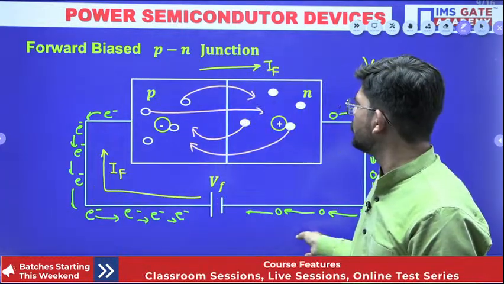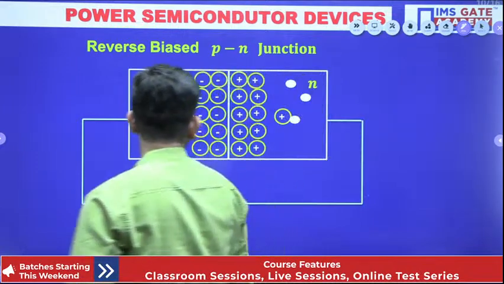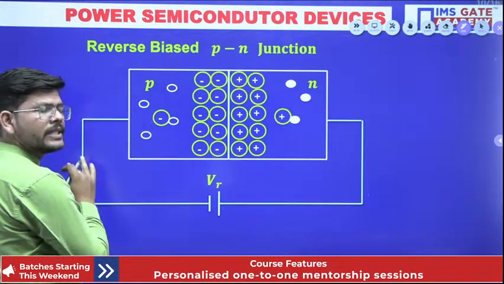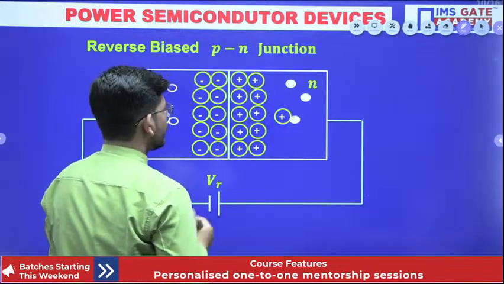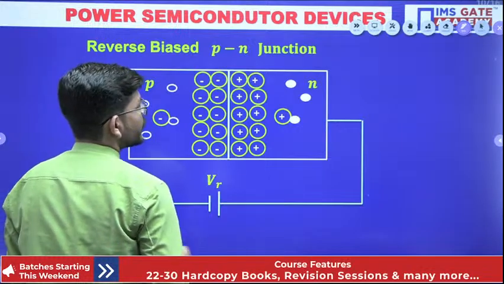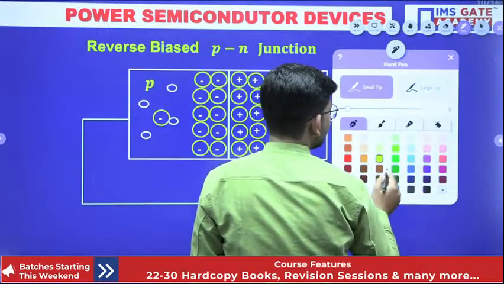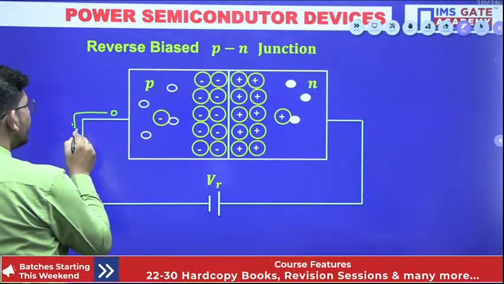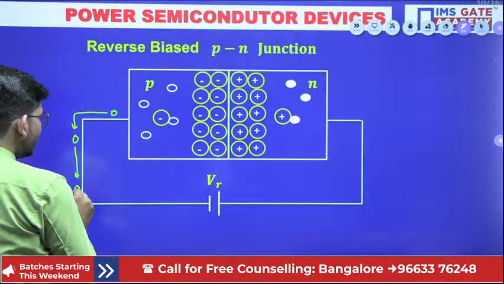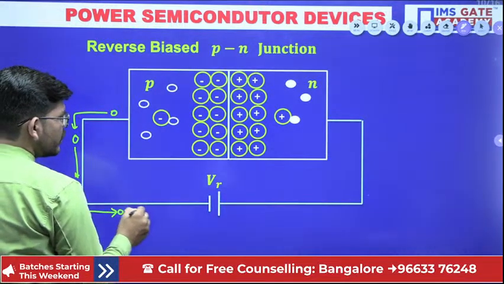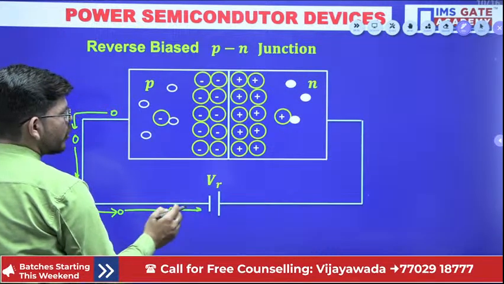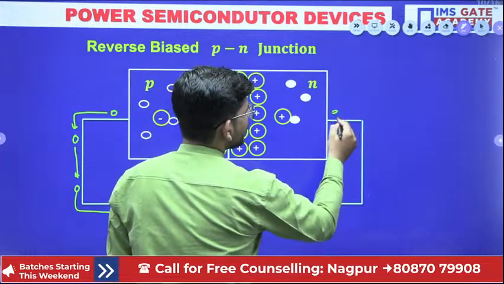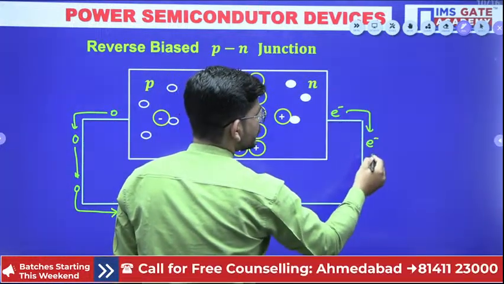What happens if we reverse bias our PN junction? Reverse biasing a PN junction means we have applied negative potential at the P side and positive potential at the N side. So what will happen? The negative terminal of the battery will be attracting the holes. So holes will be flowing from the P layer towards the negative terminal of the battery, because the negative terminal of the battery will attract the holes. Similarly, the positive terminal will attract all the electrons towards itself.